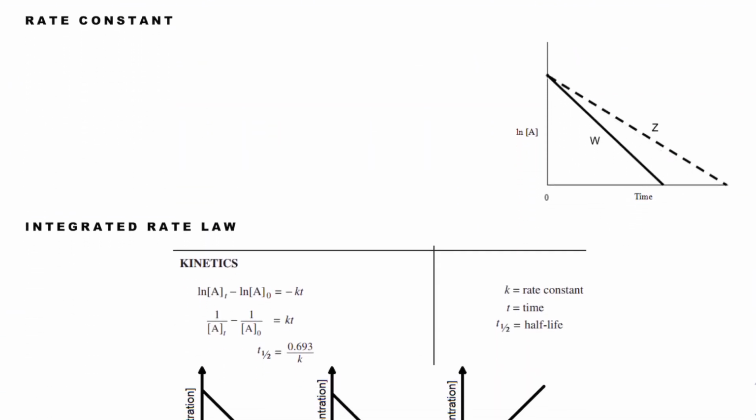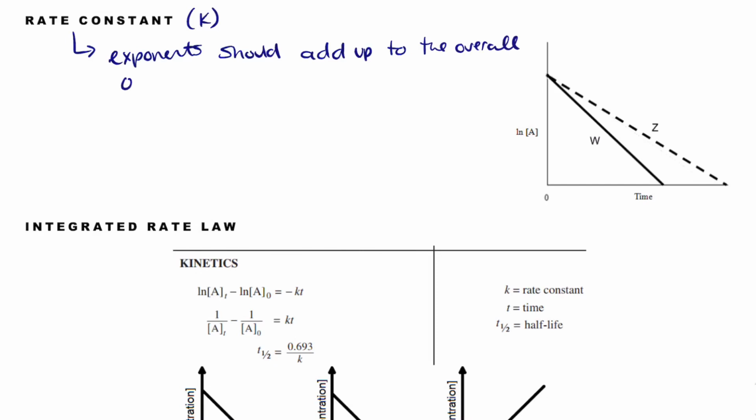Okay, so let's talk about the rate constant, because that's a huge thing in this unit, and that is just k. And what is important to know is that your exponents should add up to the overall order of your reaction.